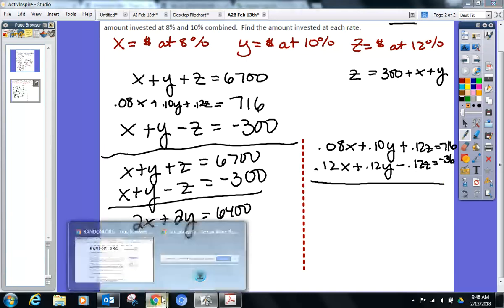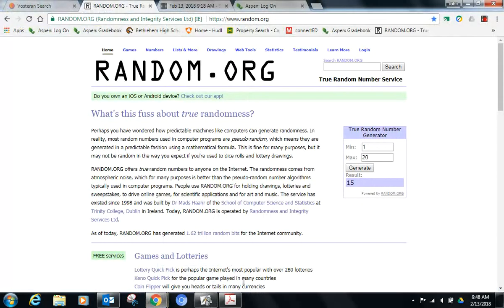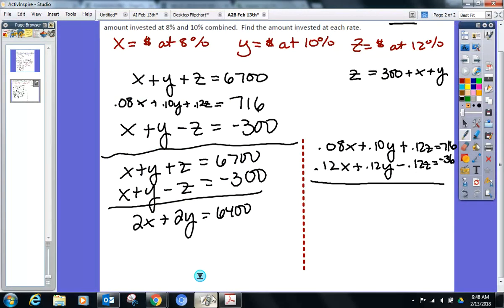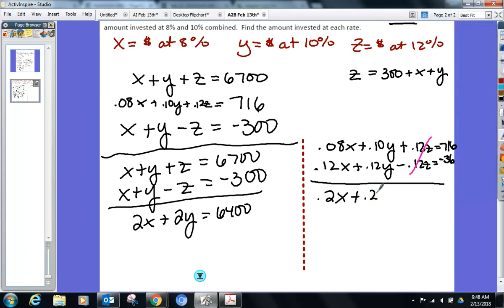Okay, what's left now? Here you go, 15. What's left? These are gone. Okay, hold on. 0.2x, got it, plus. Yep, z's are gone, equals 680.